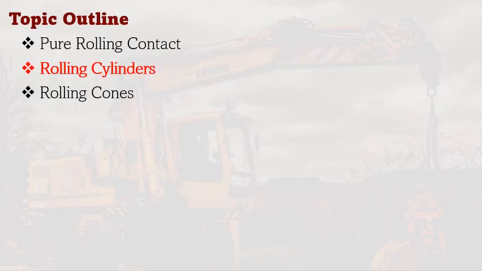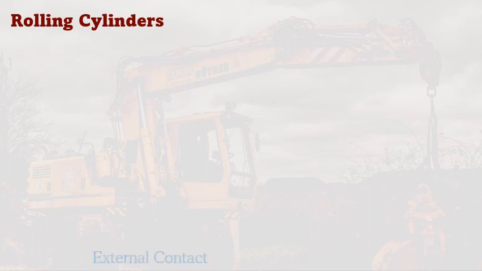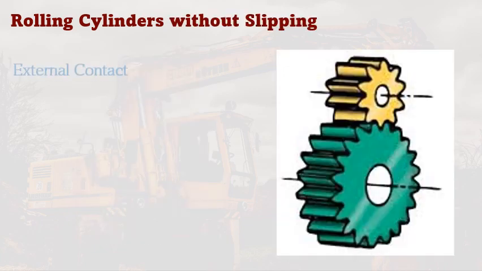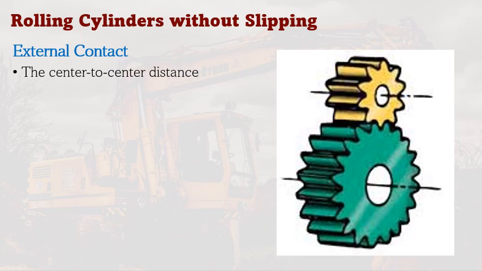So now that we have learned about pure rolling contact, let us discuss rolling cylinders. So what are rolling cylinders? Rolling cylinders can be divided as either external contact or internal contact, as you can see in the presentation. For external contact, the center-to-center distance can be computed as the sum of the radii of the two cylinders contacting each other. The center-to-center distance is denoted by the symbol C.